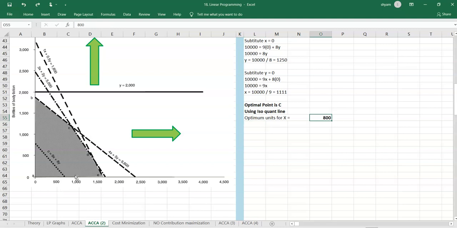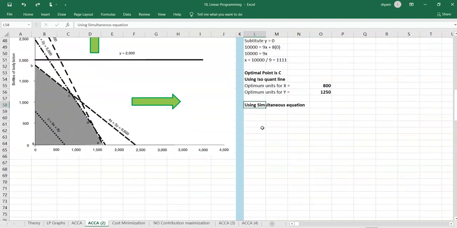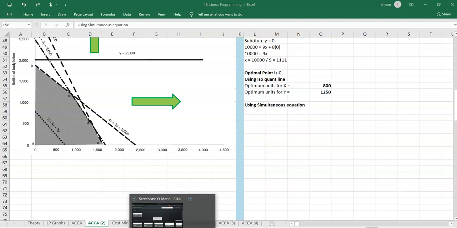It was 800 here, and Y was 1250. See, this is roughly what we can get; we can't get an exact number. If you want an exact number, or if the question specifies that you have to solve the answer through simultaneous equations, then you have to do simultaneous equations. So let's see how to do simultaneous equations.